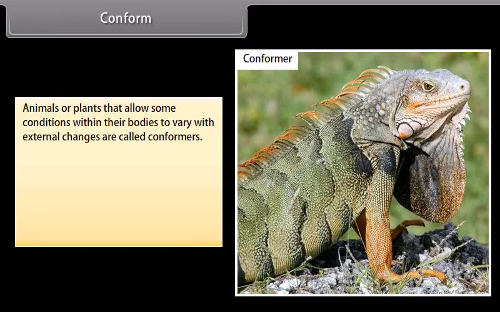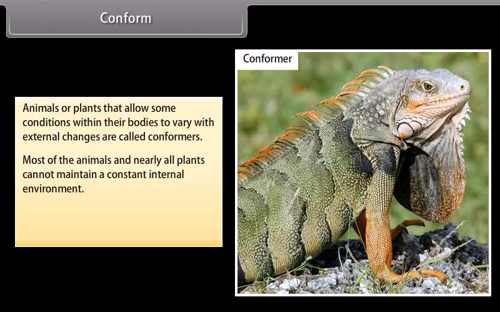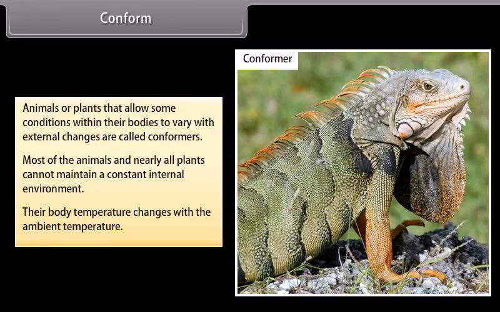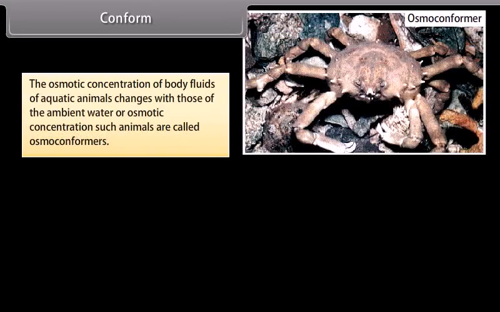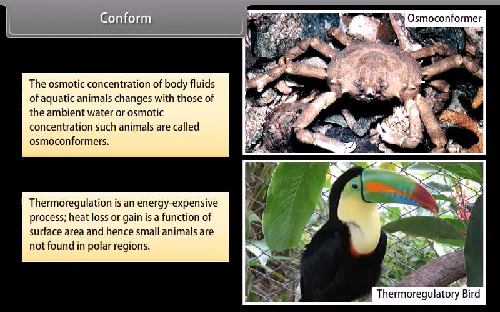Conform. Animals or plants that allow some conditions within their bodies to vary with external changes are called conformers. Most of the animals and nearly all plants cannot maintain a constant internal environment. Their body temperature changes with the ambient temperature. The osmotic concentration of body fluids of aquatic animals changes with those of the ambient water or osmotic concentrations. Such animals are called osmoconformers. Thermoregulation is an energy-expensive process. Heat loss or gain is a function of surface area, and hence small animals are not found in polar regions.